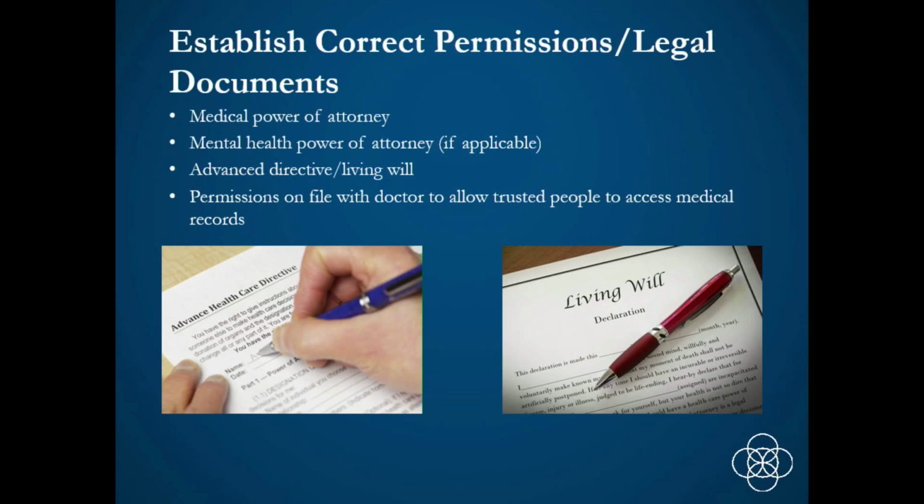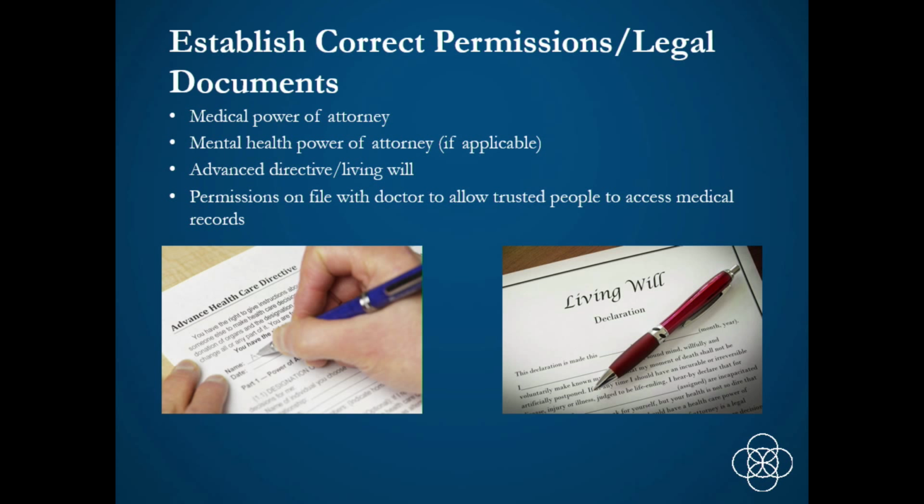What you can do as individuals and family members and clinicians who care deeply about somebody with autism is that you can make sure that you have correct permissions on file, so a medical power of attorney to help to make some decisions about what will happen if you can no longer make decisions for yourself, and who will be the person who will be able to make those decisions.